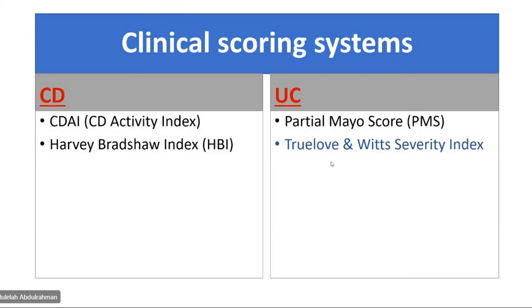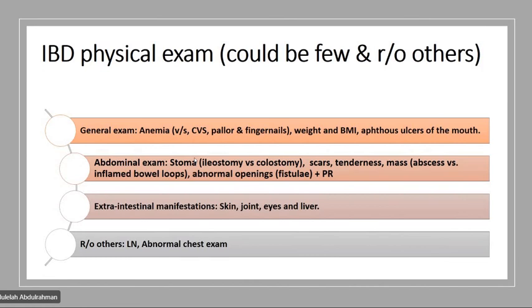So for UC, we use Truelove, as we mentioned, and we use the so-called partial Mayo score. So if you are asked, or if you join the clinic, you will hear about those. And for Crohn's disease, we use the Crohn's Disease Activity Index or the Harvey-Bradshaw Index. I know there is a lot of information for you to remember, but as I told you, I'm trying to emphasize important numbers that you need to remember.